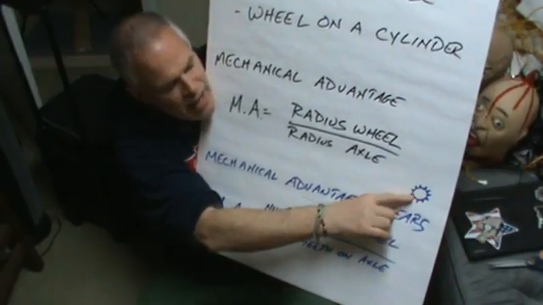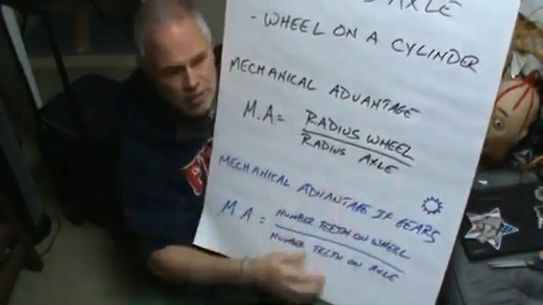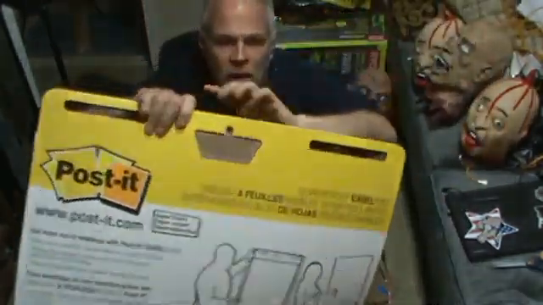So again, it looks like a wheel, but it has little wedges on it, and those are called teeth. Okay? So if we were in class, I would be showing you an egg beater, but unfortunately I don't have one at home. Okay, so this is our quick little lesson on the wheel and axle.